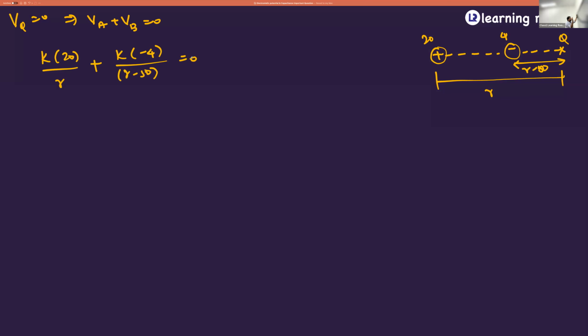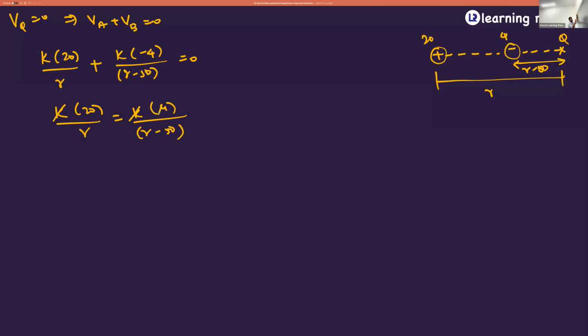So using the same logic, potential at Q is 0, which implies VA plus VB is 0. What is the value of VA? K into 20 divided by the distance R, plus K into minus 4 divided by R minus 50, is equal to 0. I repeat, I didn't write the 10 power minus 6 because it will get cancelled. So take this value to the other side. K into 20 by R is equal to K into 4 divided by R minus 50.